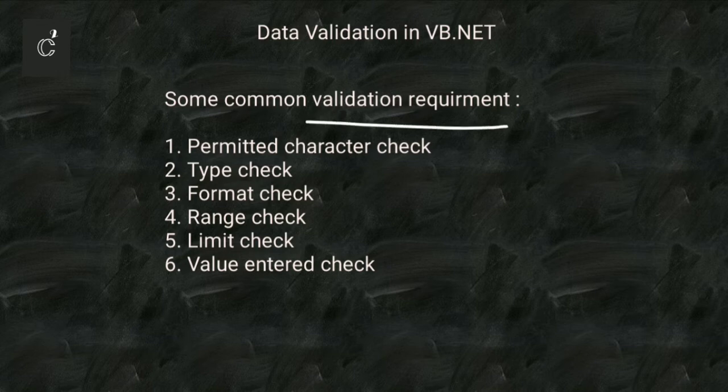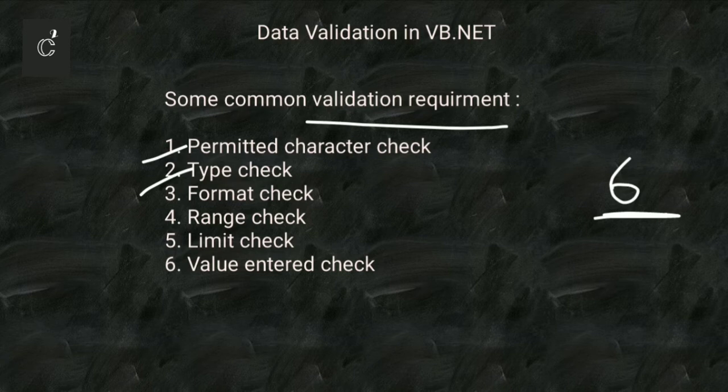Here are some common validation requirements for all the design forms. Those are of 6 types. First one is permitted character. This is useful to determine whether an input string contains valid characters or not. That means a mobile number should have only 10 digits, not more than that. So all those things. Next is type check.